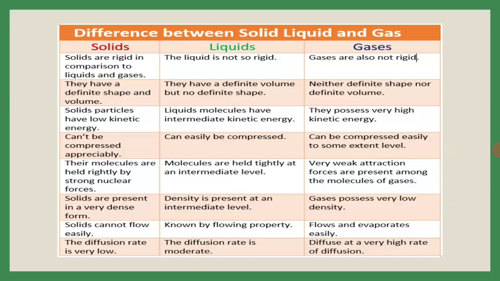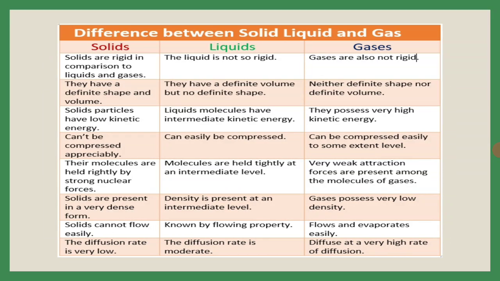Difference between solid, liquid and gas. Solids. Solids are rigid in comparison to liquids and gases. They have a definite shape and volume. Solid particles have low kinetic energy and can't be compressed appreciably. These molecules are held tightly by strong forces. Solids are present in a very dense form. Solids cannot flow easily. The diffusion rate is very low in solids.